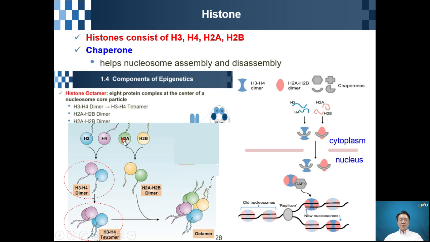How about the H2A and H2B proteins? The H2A and H2B proteins bind to each other, so they will make the H2A-H2B dimer. After that, two H2A-H2B dimers bind to this tetramer and to this tetramer. So finally, they will make the histone octamer like this.